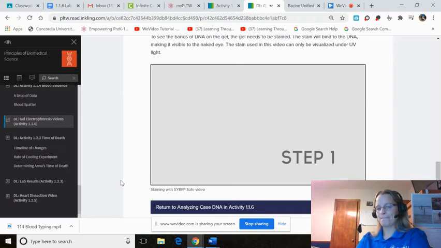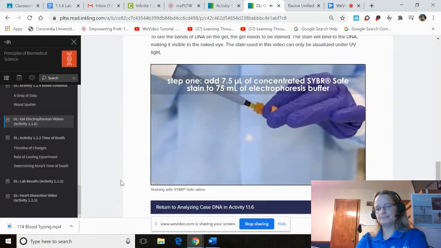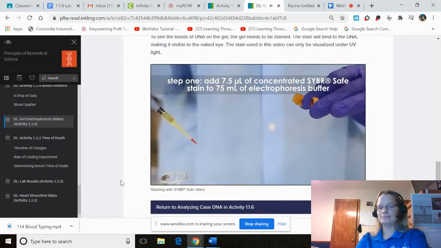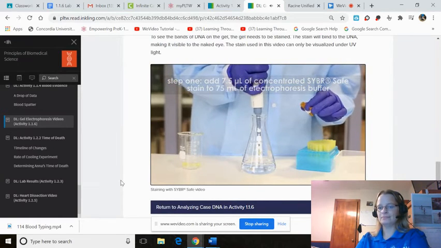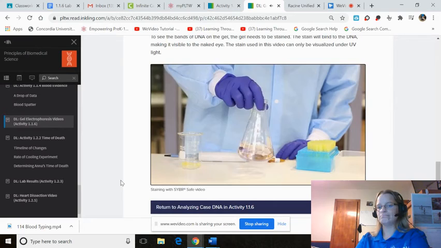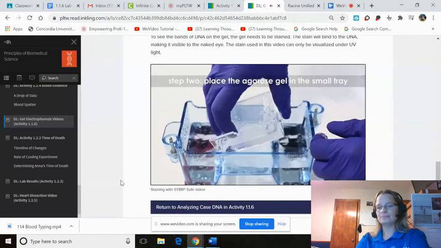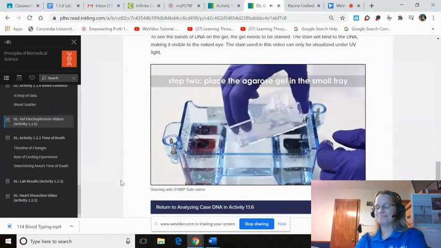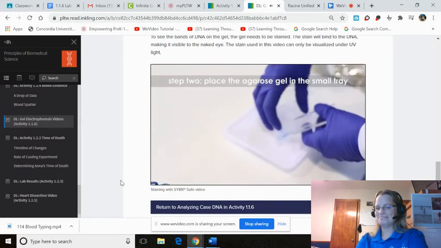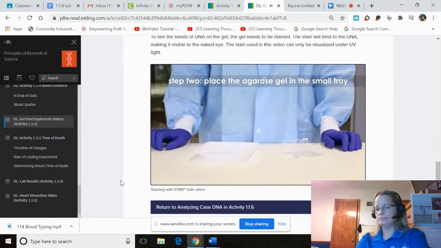Step 1. Dilute the CyberSafe stain by adding 7.5 microliters of the concentrated stain to 75 ml of electrophoresis buffer in a flask. Mix the solution well. Step 2. Remove the agarose gel from the casting tray from the electrophoresis chamber. Carefully slide the gel out of the casting tray into a small gel staining tray.